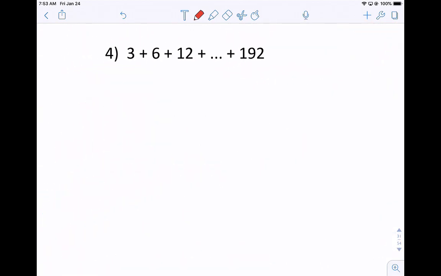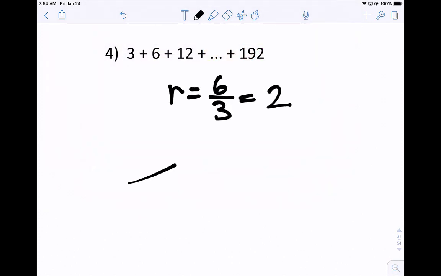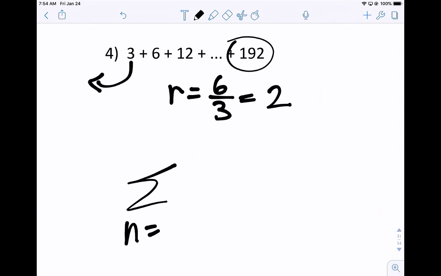Okay, so let's take a look at our last one. Again, we'll write it up two ways. Let's find the ratio first. The ratio, we take any number and divide by the number before it. So here our ratio is 2. Again, we need to figure out what term we have, so we don't know that, but we can write the equation. So this one, if we go backwards, we divide by 2, so this is 1.5, and we're doubling it every time.